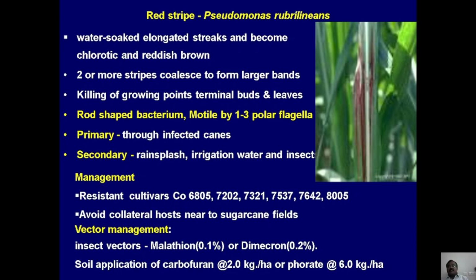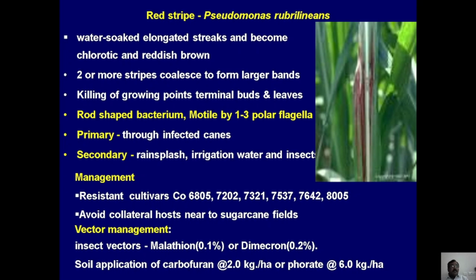First one is the red stripe disease caused by Pseudomonas rubrilineans, which produces water-soaked elongated streaks which later become chlorotic and reddish brown in nature, and two or more stripes coalesce together and form larger bands, killing the growing points as well as terminal portions and leaves. The bacterium Pseudomonas rubrilineans is rod-shaped and motile with 1 to 3 polar flagella.